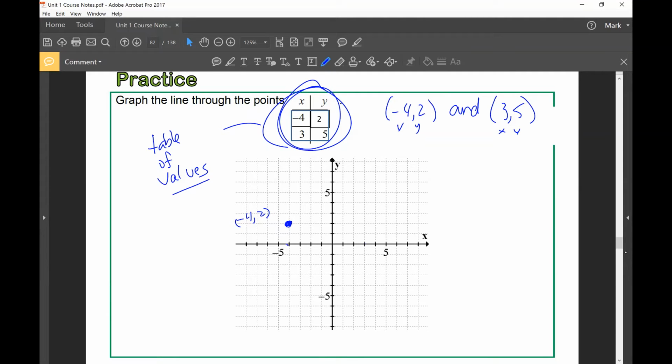And the second point is going to be 3 on the x. So 1, 2, 3. So here. And then up 5: 1, 2, 3, 4, 5. And now what I do is I connect those with a line. Let's see if I can do it.